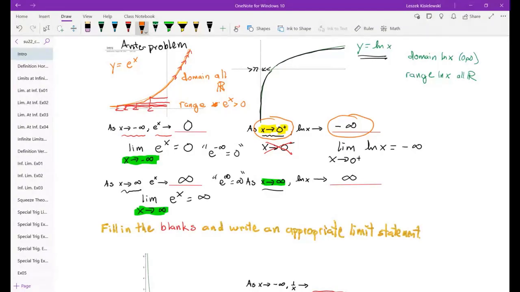So limits at infinity, so that's when x goes off to plus or minus infinity, and infinite limits when the limit itself, when the function goes off to plus or minus infinity.